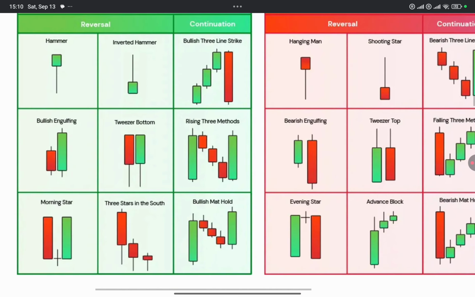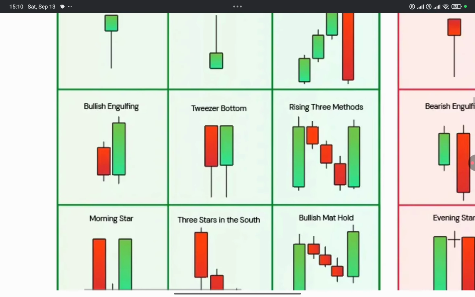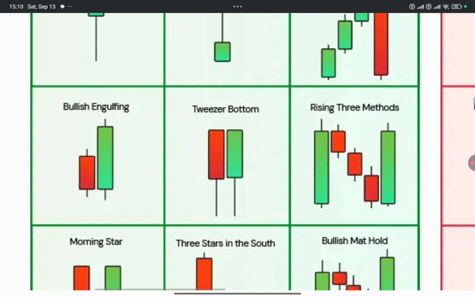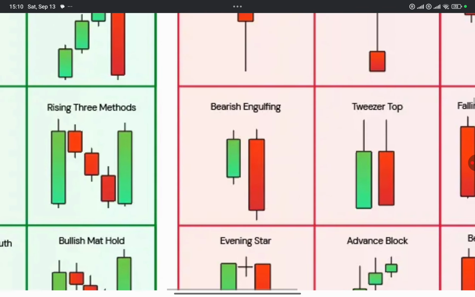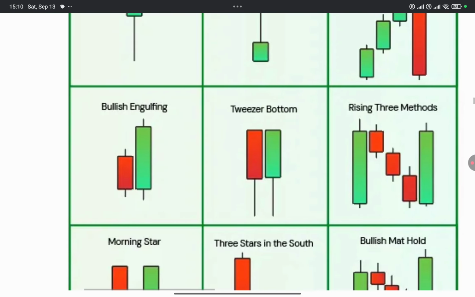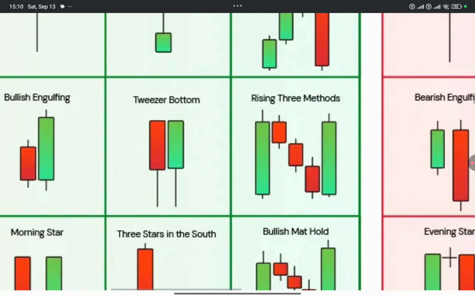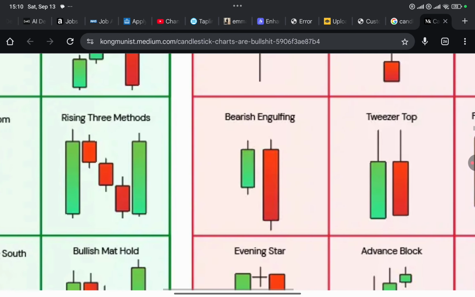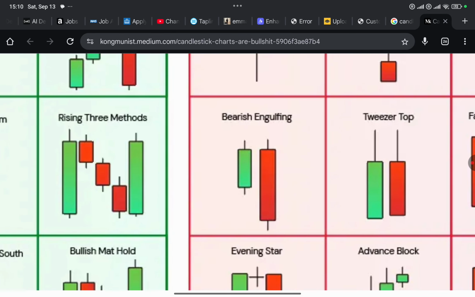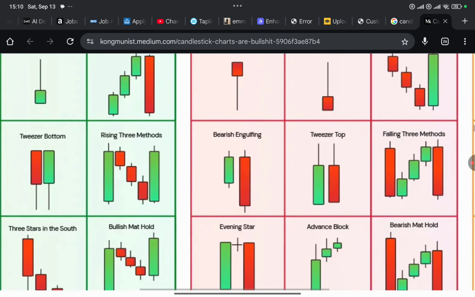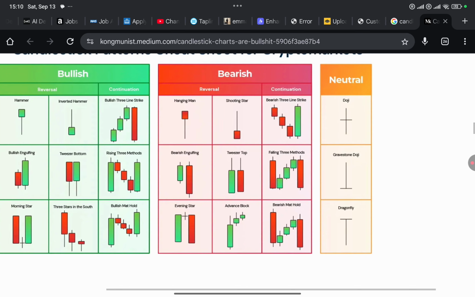For example, you can see the bullish engulfing candlestick pattern we have over here. If you come over here, it's called the bearish engulfing pattern. It's very simple to understand, right? The bullish, the green one, is higher, engulfs completely the previous red one, and it closes higher. And the bearish one over here, the red one, engulfs completely the previous green candle, and it closes lower over there. So it's a very simple one to learn.